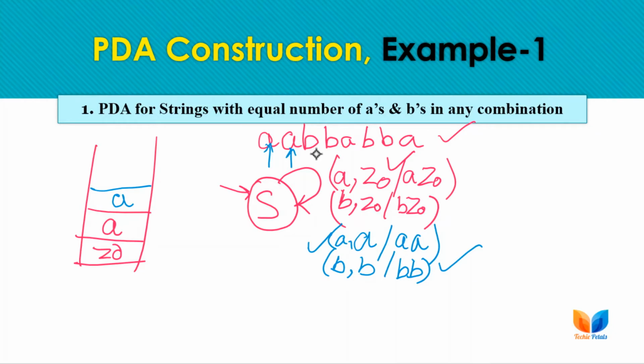Next, the third symbol is B now, and the stack top is A. So let me write this combination. The third symbol is B and the stack top is A. Now we have the chance to cancel out one A from the stack because we have the matching symbol, meaning we have encountered one A corresponding to one B. So here we can cancel out one symbol.